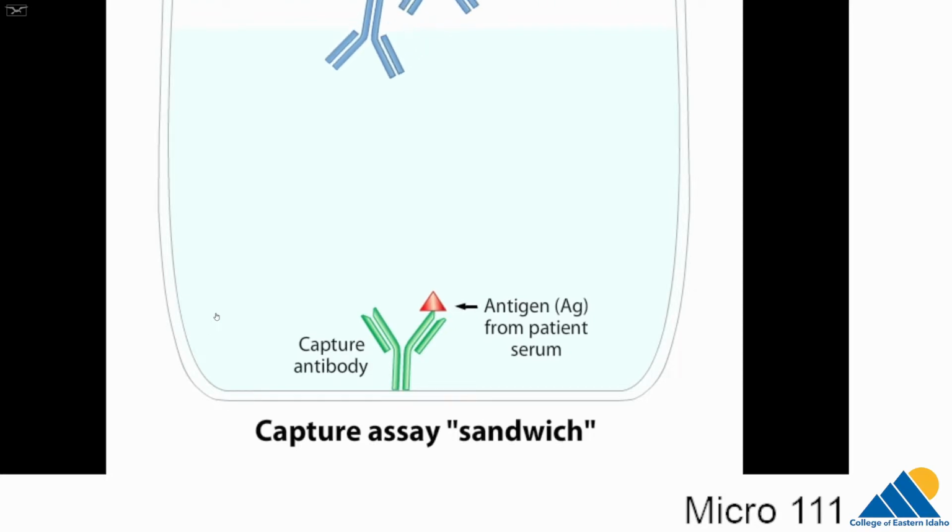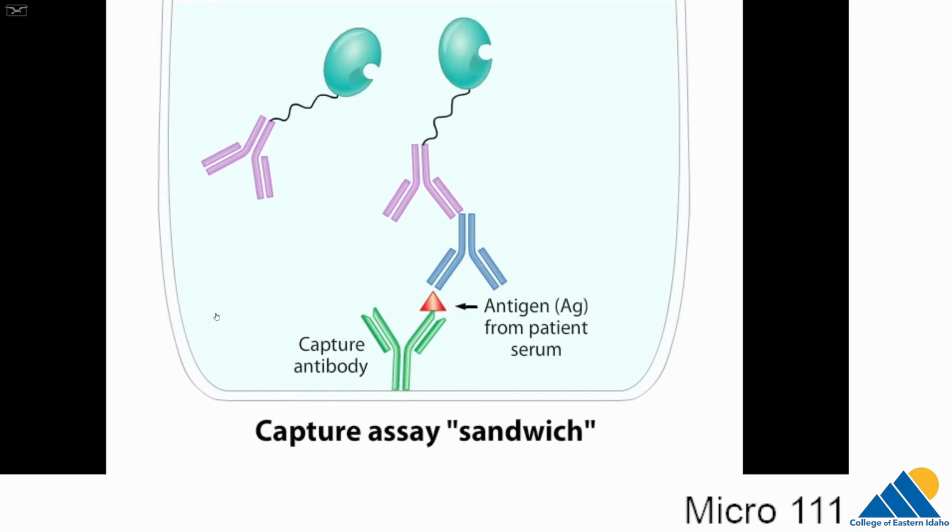Now an antibody to detect the antigen is added, followed by a wash step, followed by an enzyme-conjugated antibody that can detect the previous antibody, followed by a wash step. The development of color identifies a positive reaction.